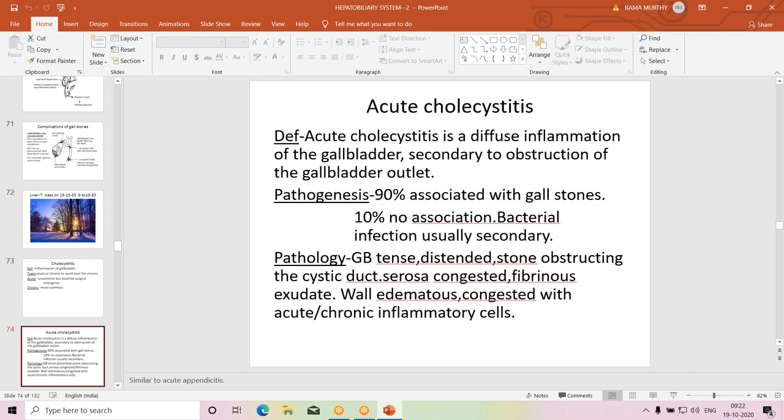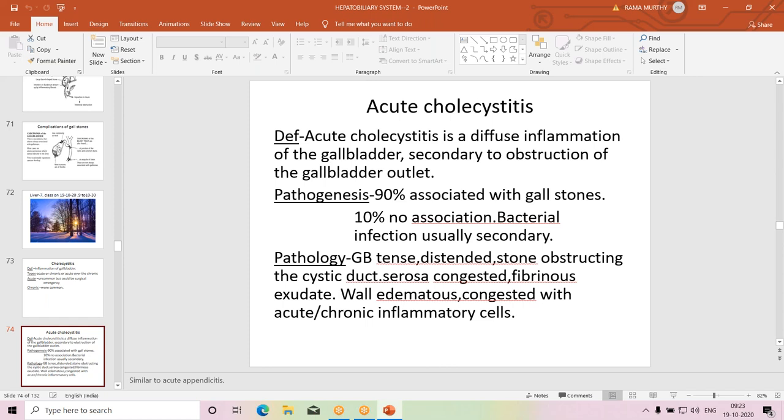Acute cholecystitis is diffuse inflammation of the gallbladder secondary to obstruction of the gallbladder outlet. You know that the gallbladder is connected to the common bile duct through the cystic duct. So the bile drains into the common bile duct through the cystic duct. So when the cystic duct is obstructed by a stone, then it will cause acute cholecystitis, just like acute appendicitis, which in 60 to 80% of cases is caused by obstruction of the lumen by fecolith. So just like that, in 90% of cases, acute cholecystitis is caused by a stone obstructing the neck of the gallbladder or cystic duct. In 10%, there is no such association, and it is due to bacterial infection secondary to sepsis, burns, or other conditions.